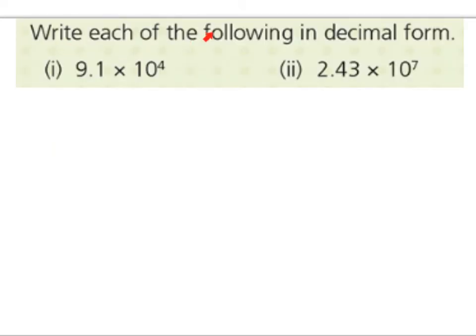Write each of the following in decimal form. So we have 9.1 times 10 to the power of 4 and 2.43 times 10 to the power of 7. Hopefully you recognise that these are in the form of a times 10 to the power of n, which means that they're in scientific notation form. So we want to change them back into normal numbers.